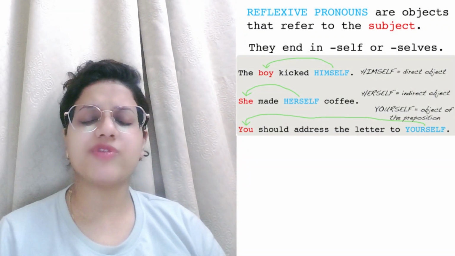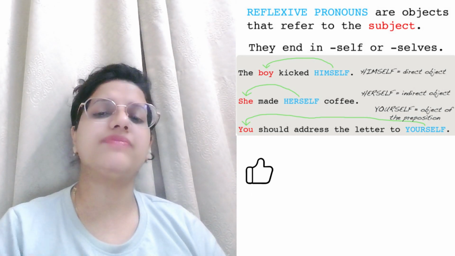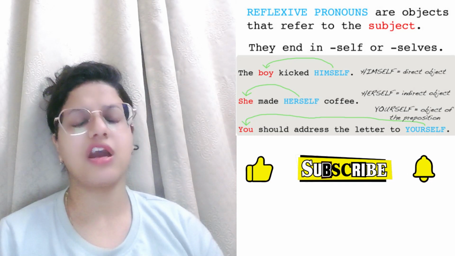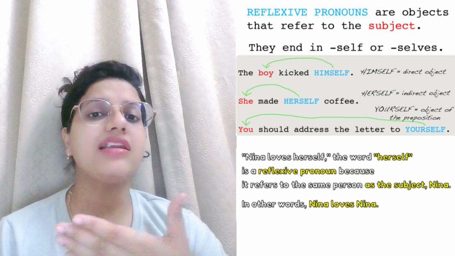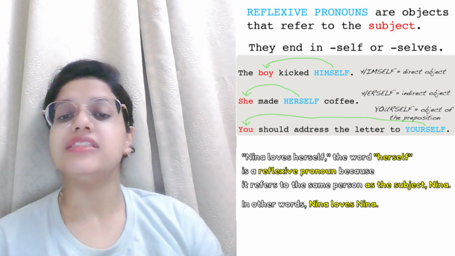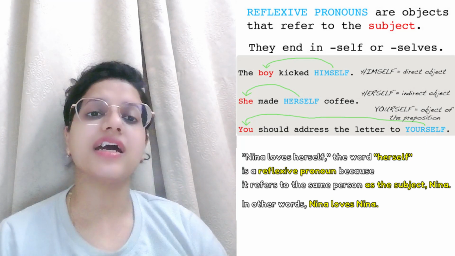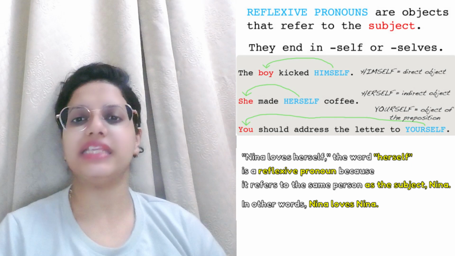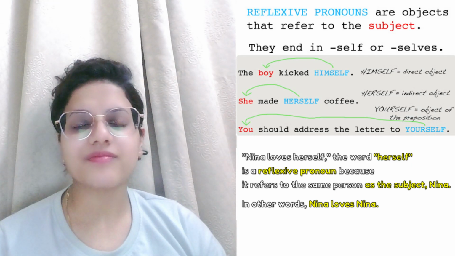What is a reflexive pronoun? A reflexive pronoun is used as an object that refers back to the same person or thing as the subject. For example, in the sentence, Nina loves herself, the word herself is a reflexive pronoun because it refers to the same person as the subject, Nina. In other words, Nina loves Nina.